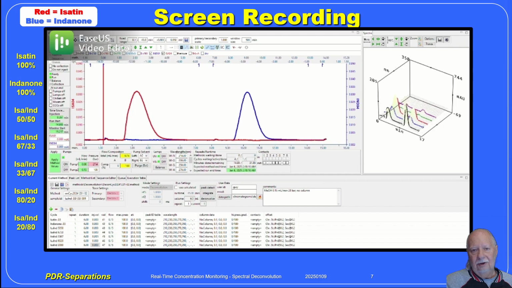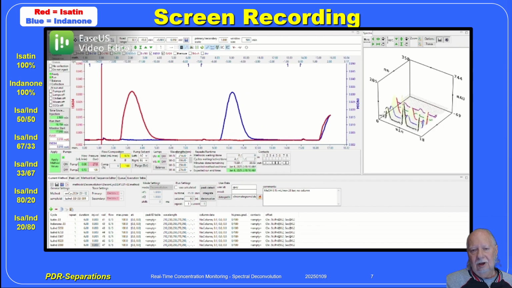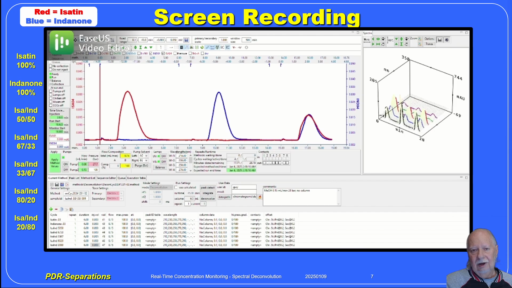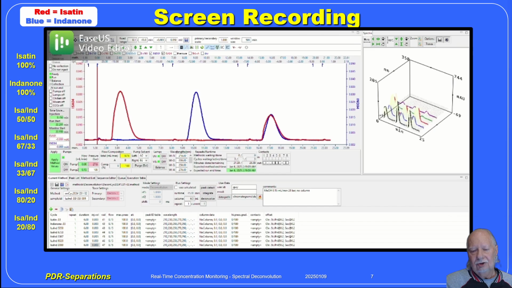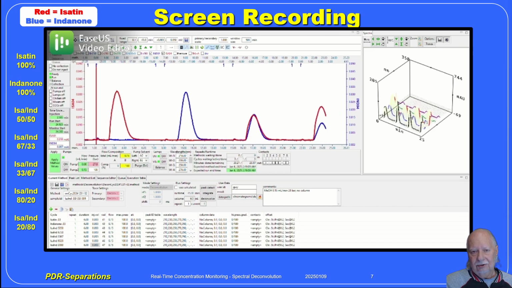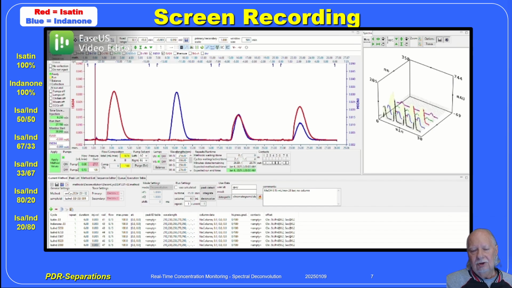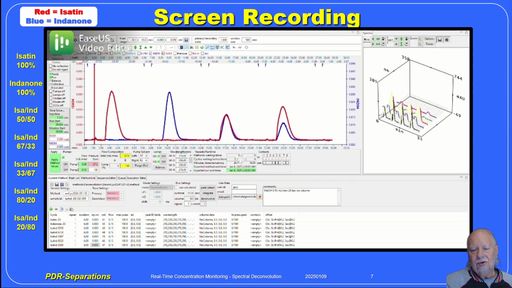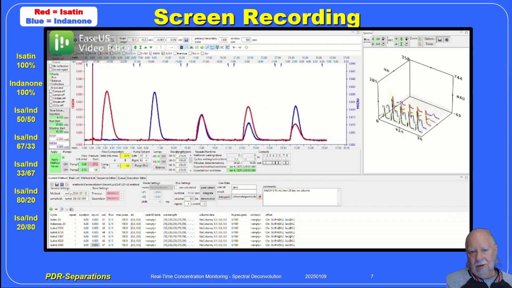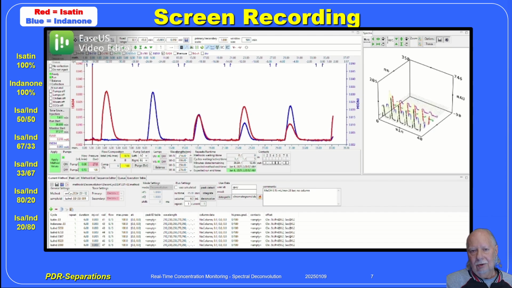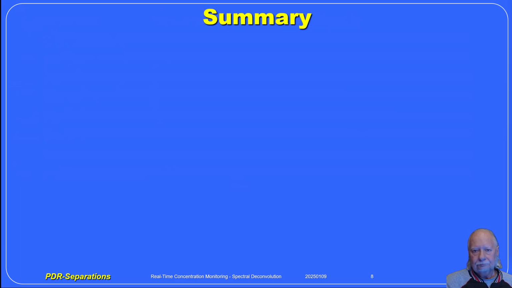And as further evidence that this is truly deconvolution, notice that the red isatin peak has a little shoulder on the rising edge. It's not nearly as Gaussian as the blue indinone peak, and those peak shapes are preserved on each one of the elutions that are coming out in real time that you see in this screen recording. I won't continue to the end.